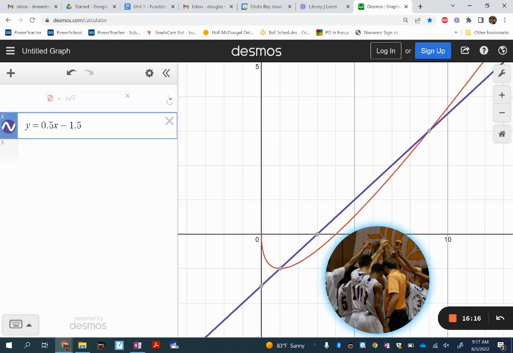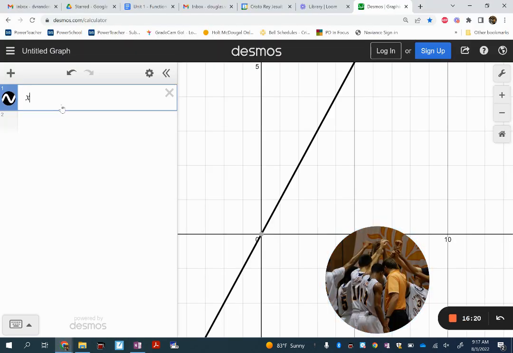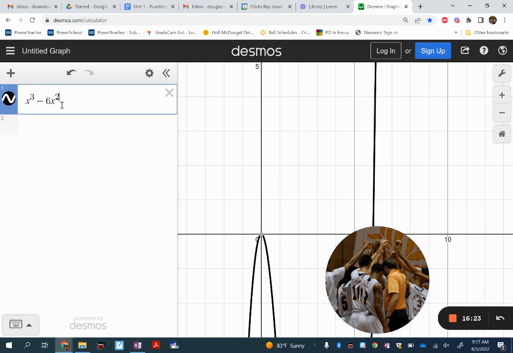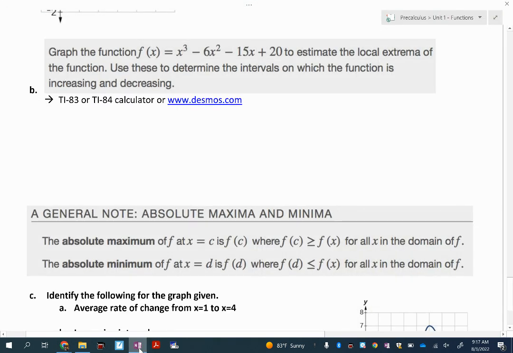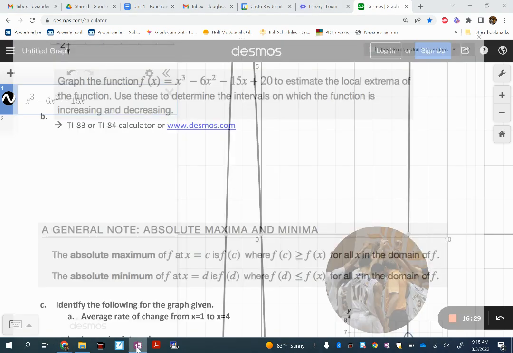So let's delete this and type in x cubed minus 6x squared minus 15x plus 20.